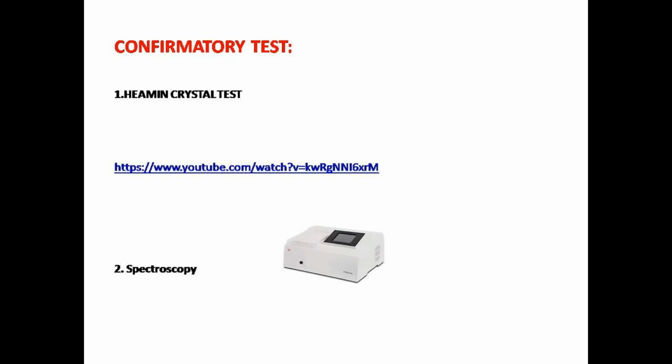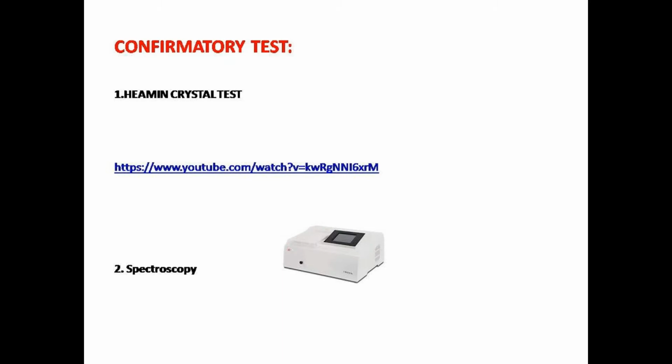Then a cover slip is placed on it and it is heated on a flame to evaporate the acid, and if dark brown rhombic crystals of Hymen chloride are obtained, then they are observed under the microscope. So it shows that the blood stain is positive for the particular test.